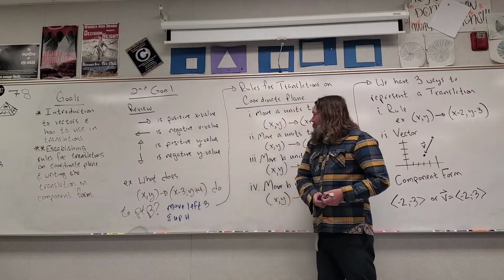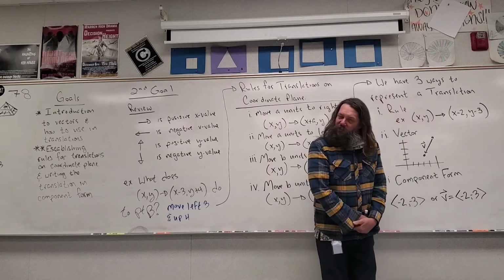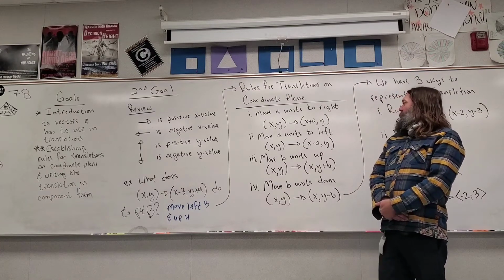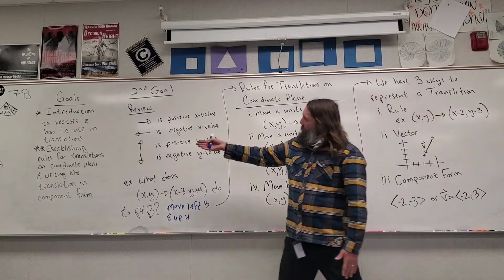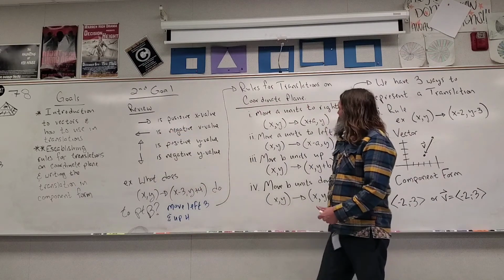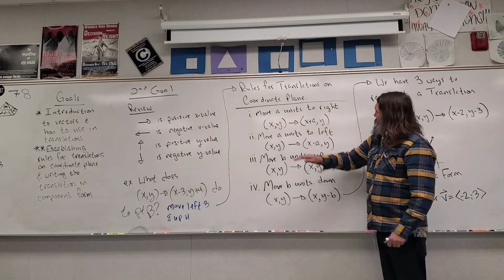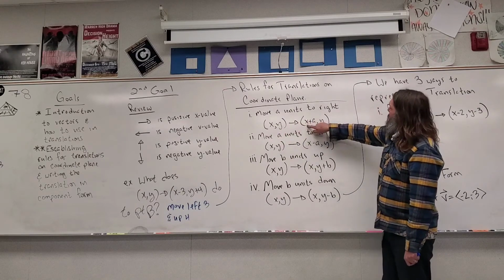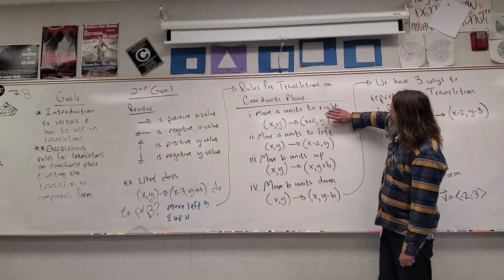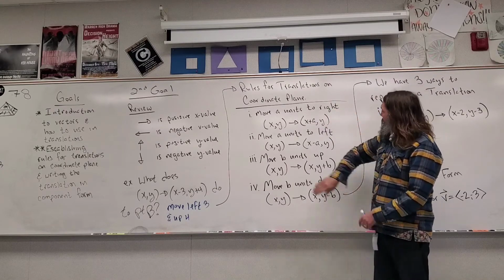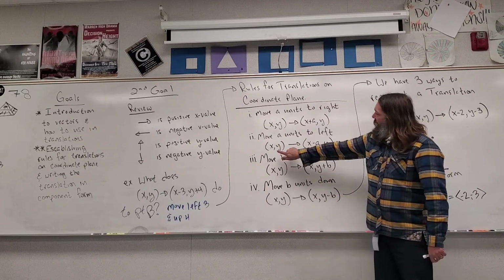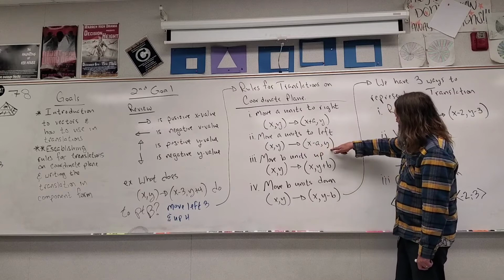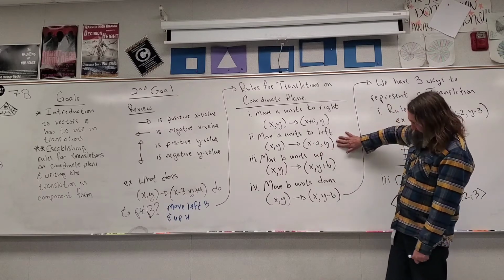Okay, so I want to now formalize the rules for translations on the coordinate plane. And we have 4 moves that we can do: right, left, up, or down. So if I want to move a units to the right, x,y is going to map to x plus a, y. This is how I move to the right. If I want to move a units to the left, x,y maps to x minus a, y. So this is how I say I'm moving left.